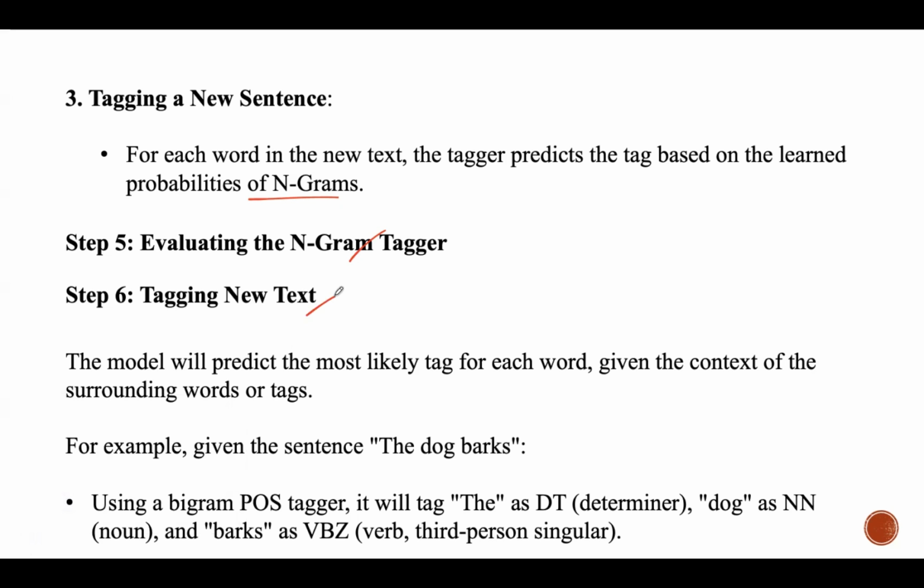And the last step is tagging new text. After training and evaluation, you can now use this ngram tagger to tag new unseen text. For that, tokenize the text into words and then assign tags to each word based on the previously learned ngram model. The model will predict the most likely tag for each word given the context of the surrounding words or tags. So if a sentence is like this, the dog barks, then if you use a POS tagger, it will tag the as determiner, dog as noun, and barks as VBZ, verb third person singular.